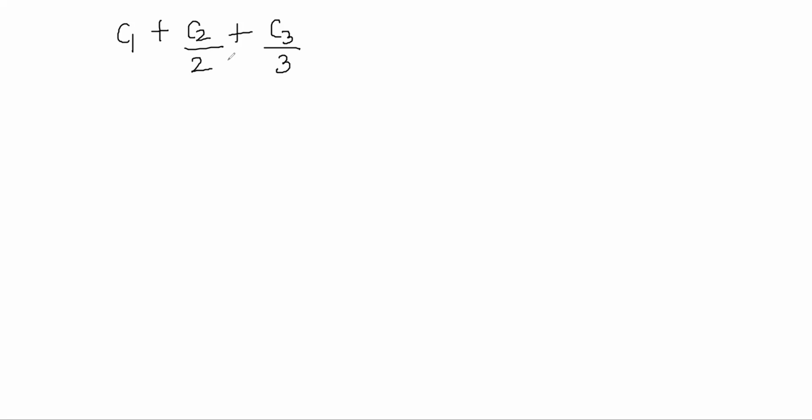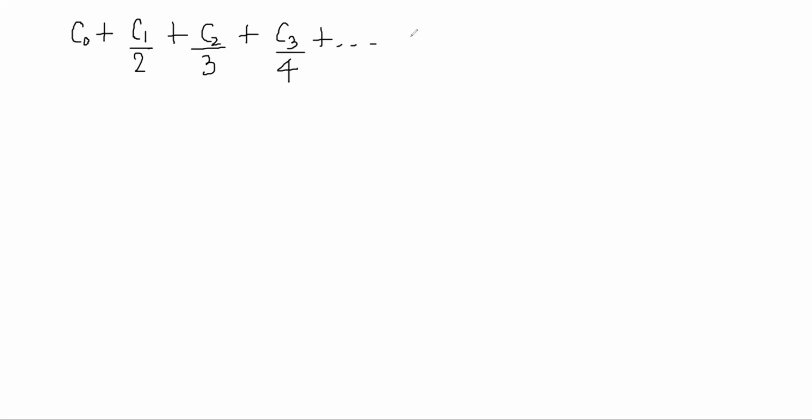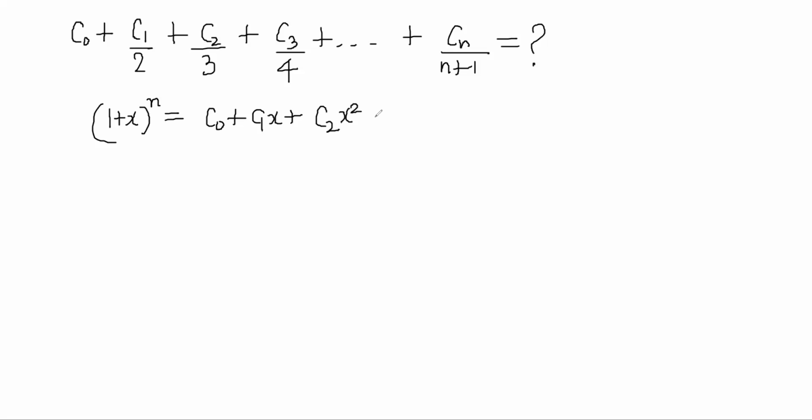One second, let me just be sure about it. No, if someone asks you c0 plus c1 by 2 plus c2 by 3 plus c3 by 4, plus cn by n plus 1, right? Then again, I will think of 1 plus x to the power n as c0 plus c1x plus c2x square and so on till cn x power n, right?